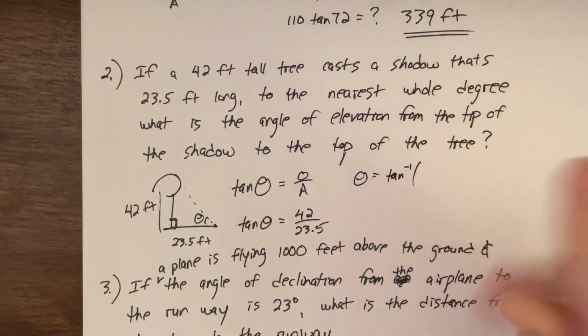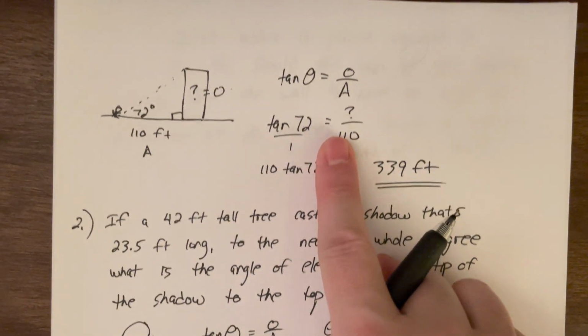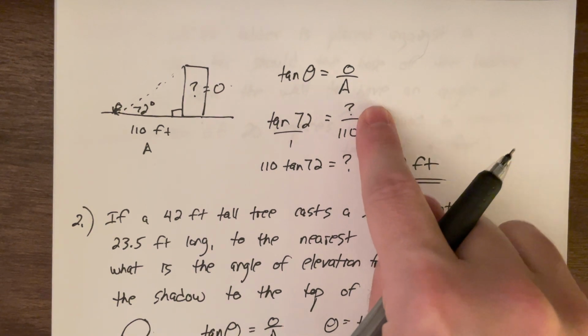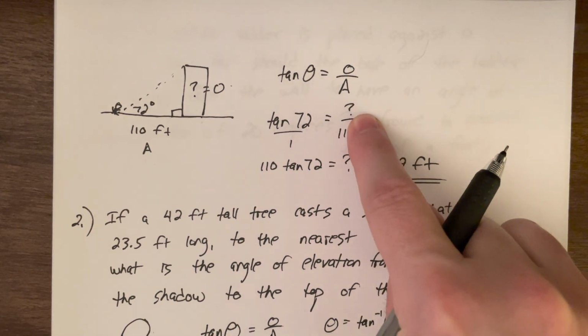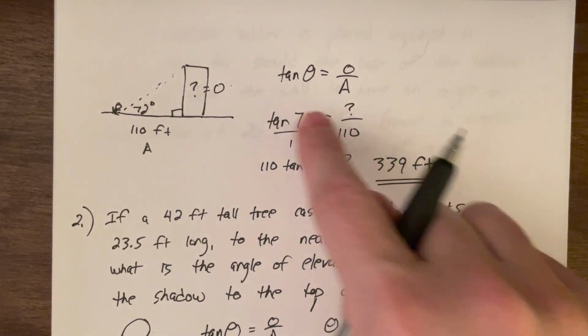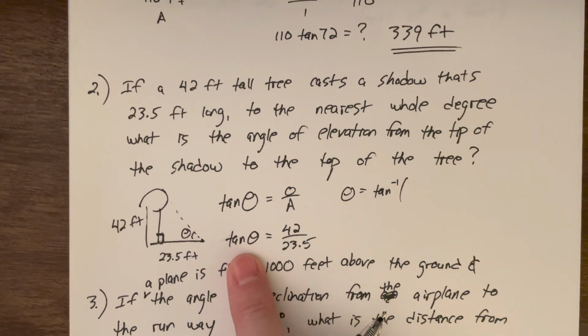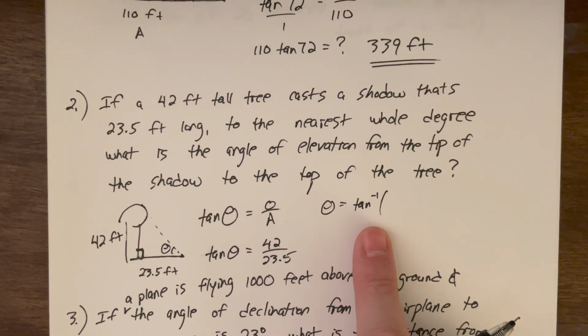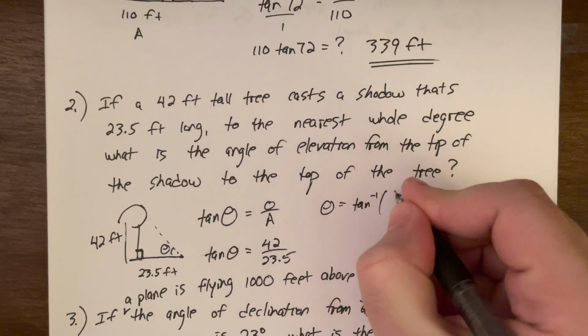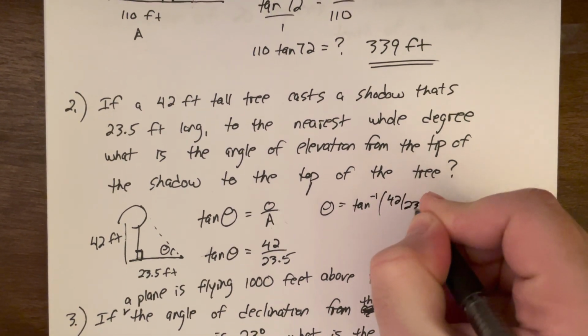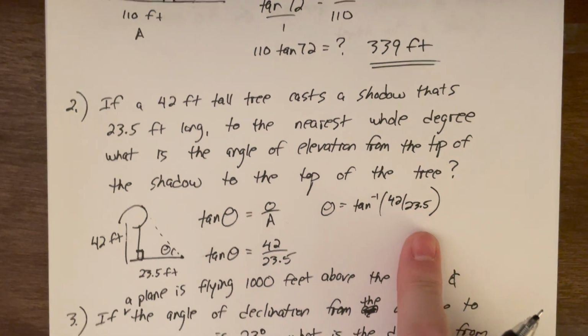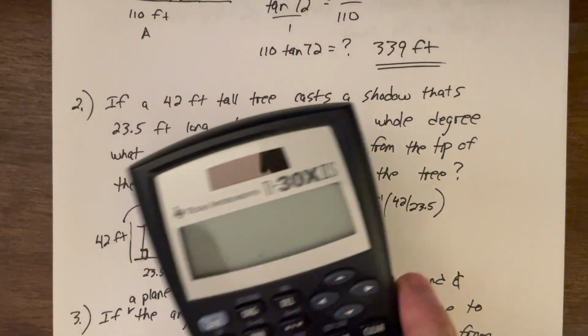Solving for theta this time. Up here, we just solved it like a regular equation, looking for the unknown, the x, the question mark, a little direct solution. But here, remember, now we're looking for theta. So this is where we talk about the inverse trig. So inverse tangent of 42 divided by 23.5.